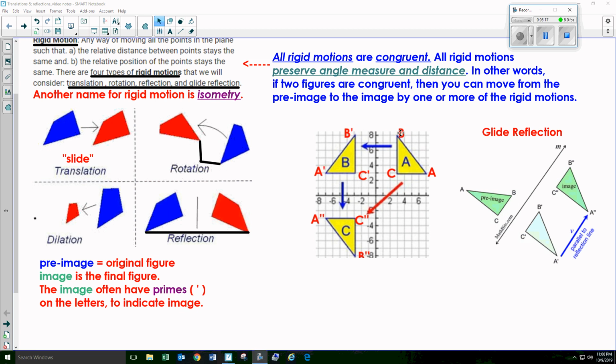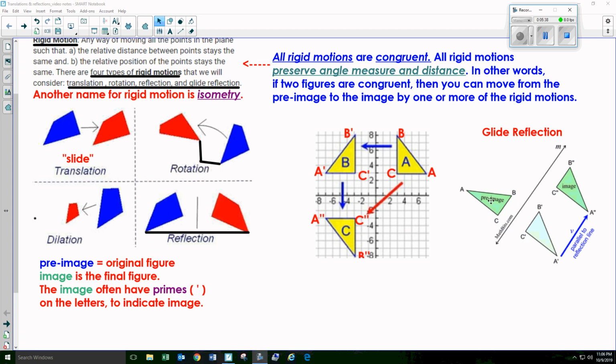So since these do not have primes on them, these are the pre-image. The pre-image does not have a prime on it. The images do. So notice these have one hash mark, or prime. They're actually called primes. This one has two primes on each letter. That means this one took place first and this one took place second.